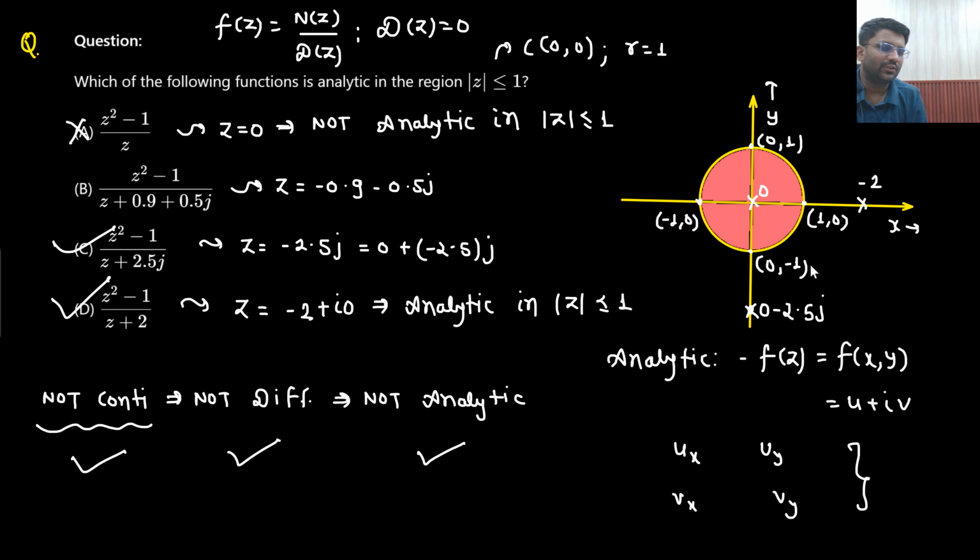Because this is 0 comma minus 1. So what is this point? This point is nothing but minus j. What is this point? This point is plus j. So minus 2.5j is lying outside. That means yes, it will be analytic.